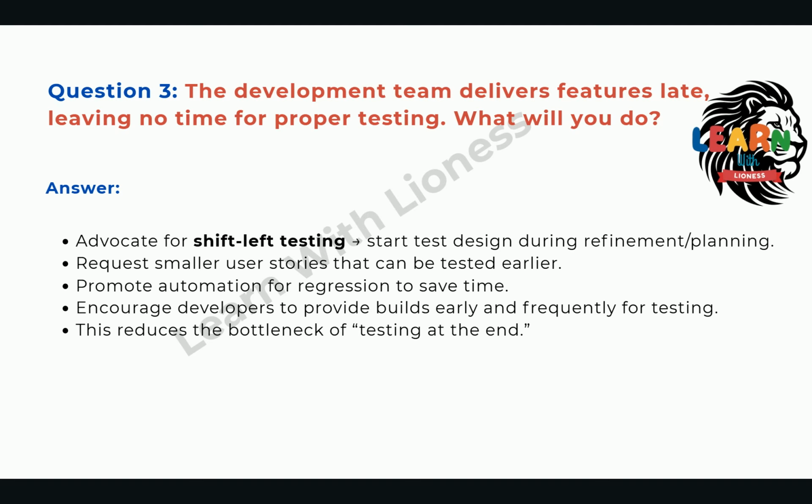Promote automation for regression to save time. Encourage developers to provide builds early and frequently for testing. This reduces the bottleneck of testing at the end.